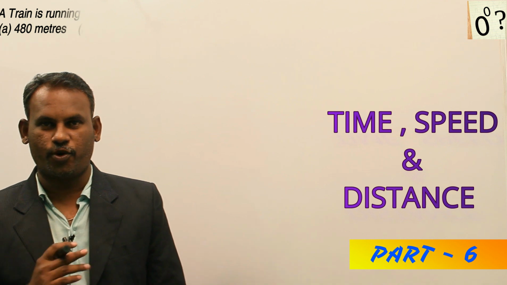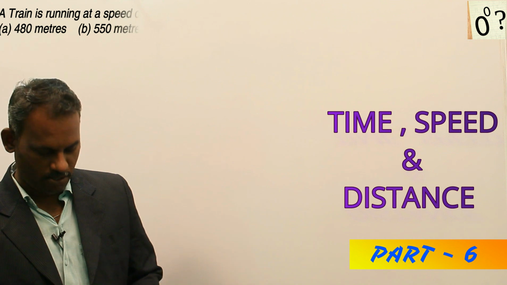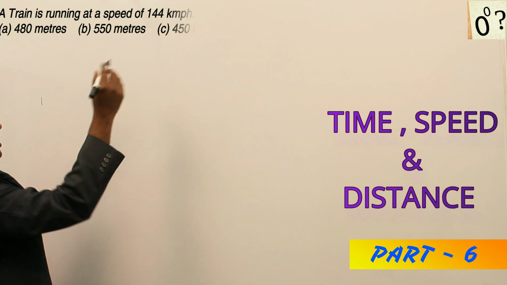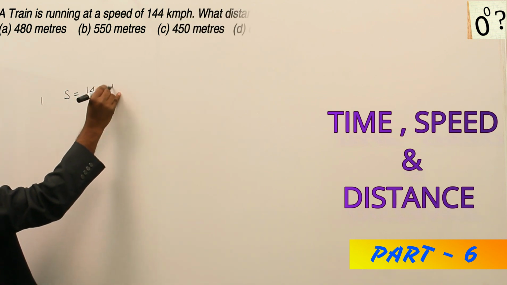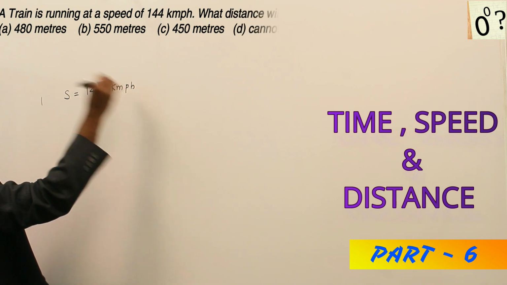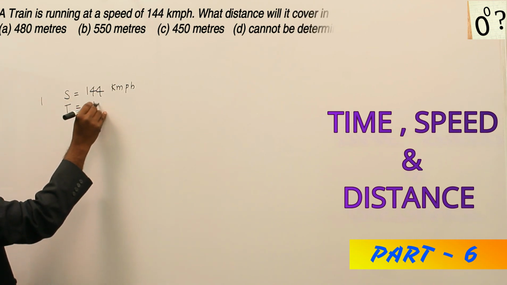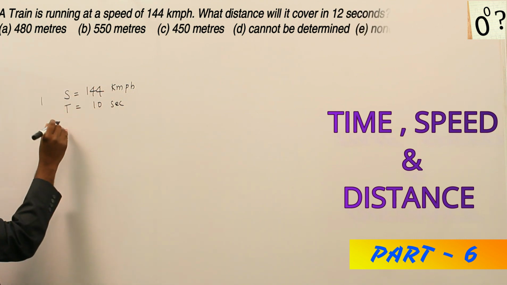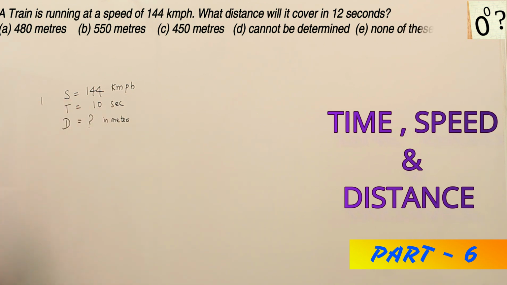Okay, question number 1. A train is running at a speed of 144 km per hour. What distance will it cover in 12 seconds? The given data are speed equal to 144 kilometer per hour and time equal to 12 seconds. The given data are only speed and time. What they ask is distance, in meters. The answer should be in meters.